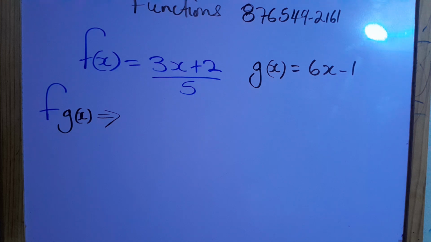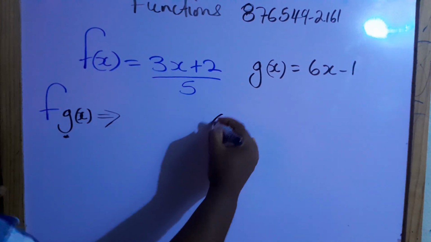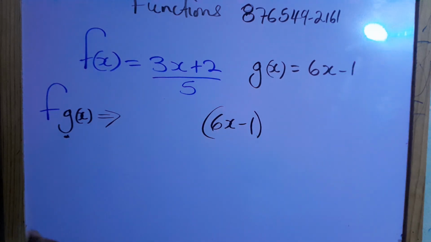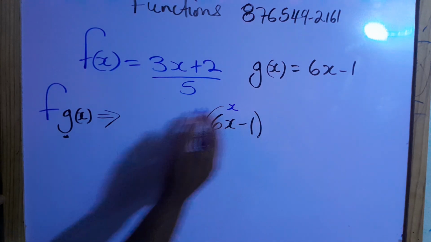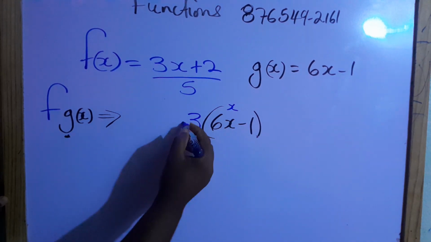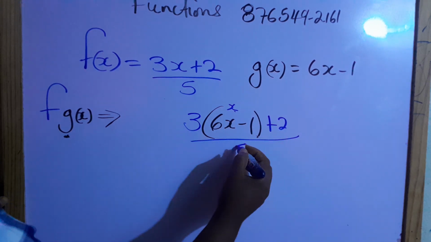Alright, let's go. So we're going to combine fg. So g is the last function this time. So we're going to write back all of g, which is 6x minus 1. Put that in bracket. This becomes our x in f. So we're going to write back f now. Now f says 3x plus 2. So we already have x. So 3x plus 2 all divided by 5.